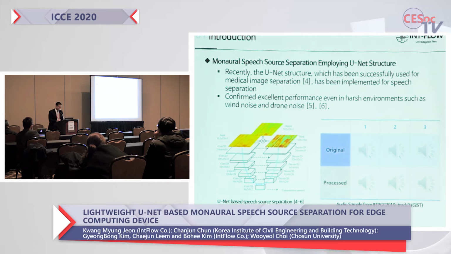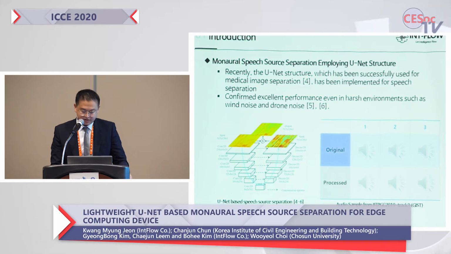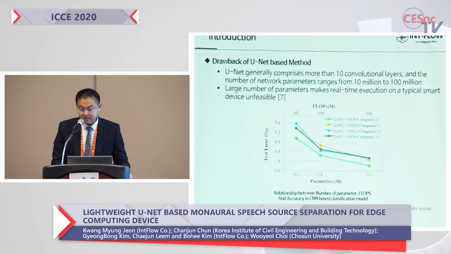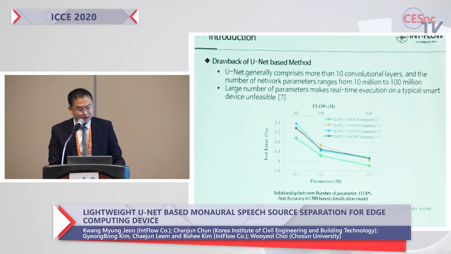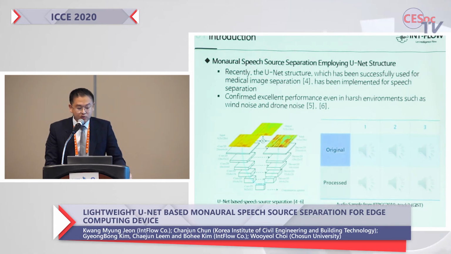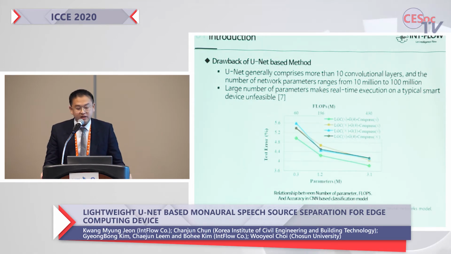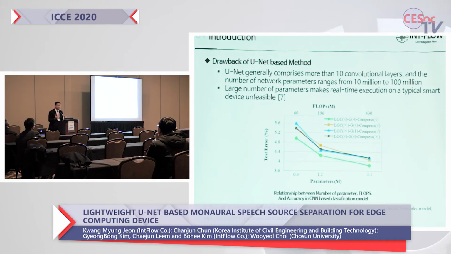That's the power of UNet. It works quite well actually. However, that's not my contribution in this research. There is a drawback in UNet-based models because a UNet generally comprises more than 10 convolutional layers, and the number of network parameters ranges from 10 million to 100 million. It's quite a burden to most mobile devices, such as cell phones.